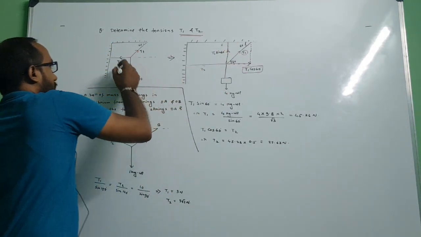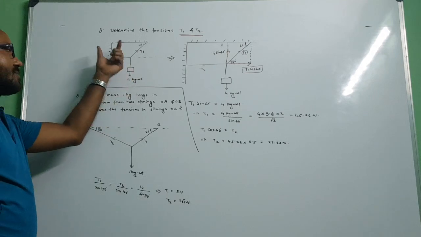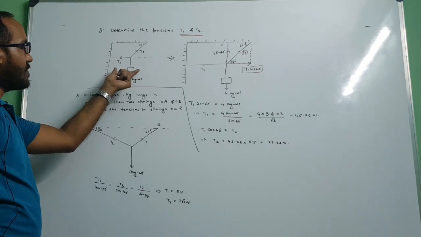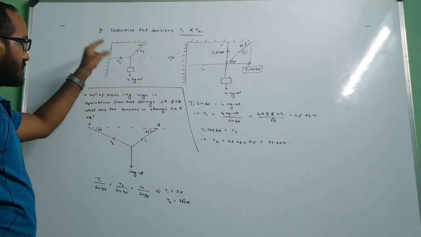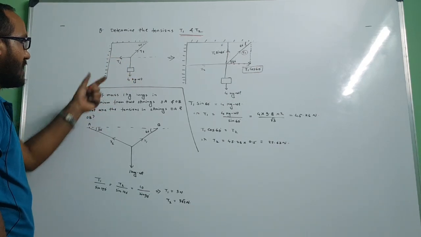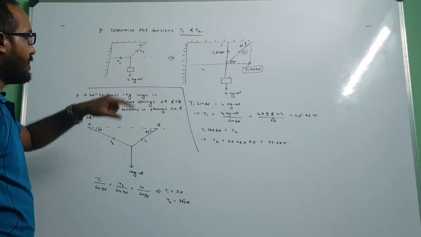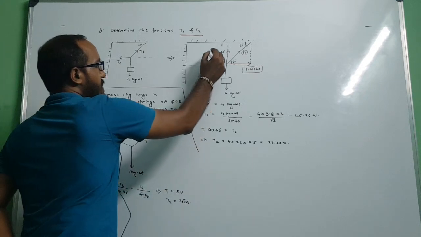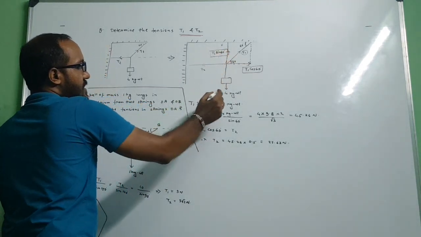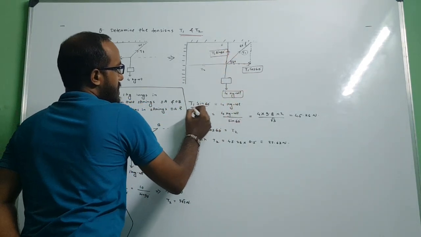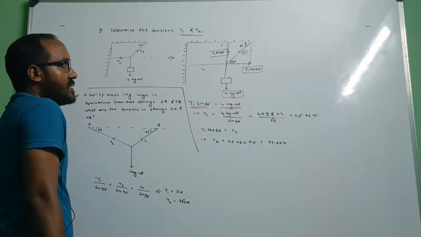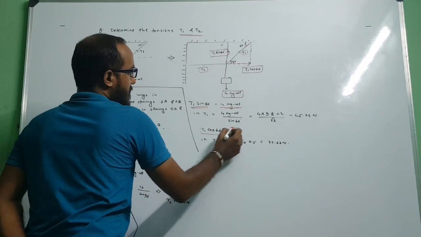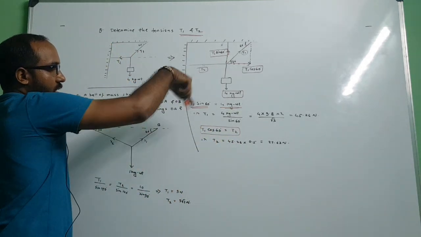Now see what is given in this diagram. It is not mentioned, but whenever there is no mention, if they don't say otherwise, you have to keep in mind that the system is in equilibrium. If the system has to be in equilibrium, then this upper component, T1 sin 60, should be equal to the 4 kg weight, and this T1 cos 60 should be equal to T2, because they are in equilibrium.